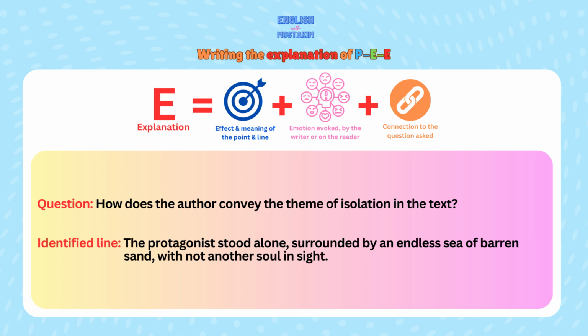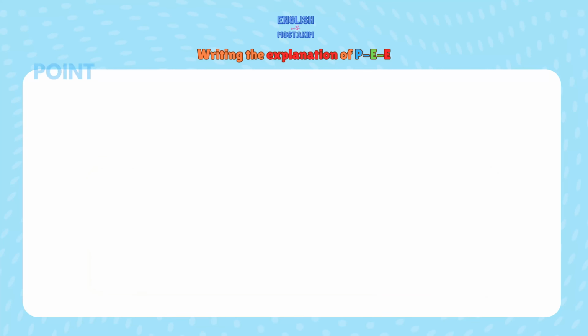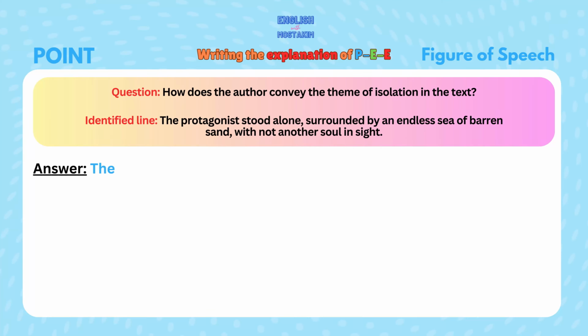So the point here is what type of device this line is, and after we have read the line, we can see that the writer here uses a metaphor. The whole line, it is a metaphor. The protagonist stood alone, surrounded by an endless sea of barren sand.